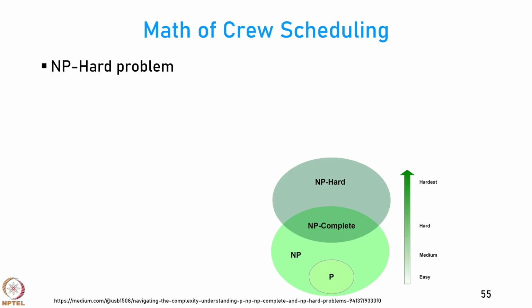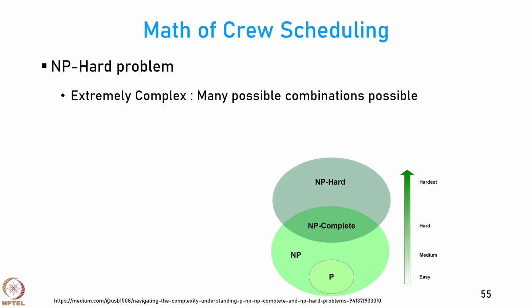Then you have NP. Now, NP could be NP complete, NP hard. So, this is in the level of complexity. Now, crew scheduling is an NP hard problem because it is an extremely complex problem. There are several hundreds and thousands of combinations which are possible. Sometimes it goes into millions of combinations possible, right. Now, even the fastest computer available with the airline cannot check them all and decide.